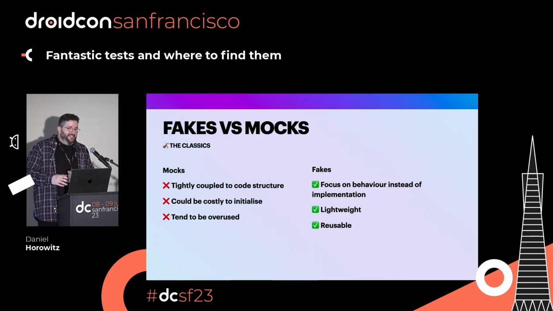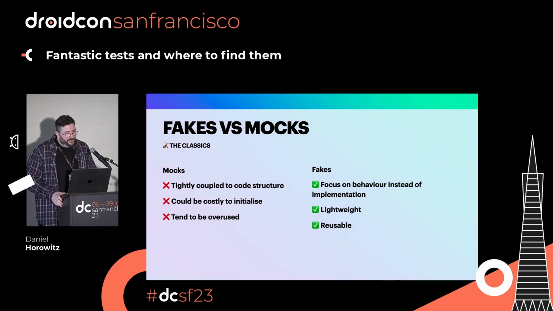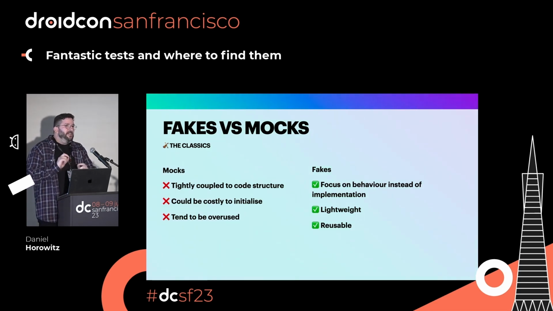But there's also my take. This is a very opinionated talk. For me, mocks are normally tightly coupled to the code structure, while fakes are focused on the behavior instead of the implementation. Mocks could be costly to initialize, depending on the object that you're mocking. And fakes tend to be lightweight. And mocks are normally overused. There's also a very good blog post on the Google blog about overusing mocks.